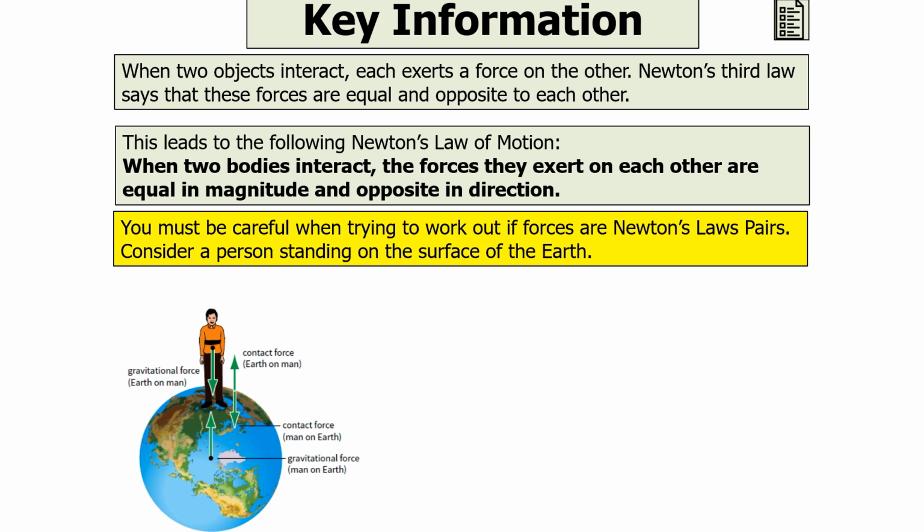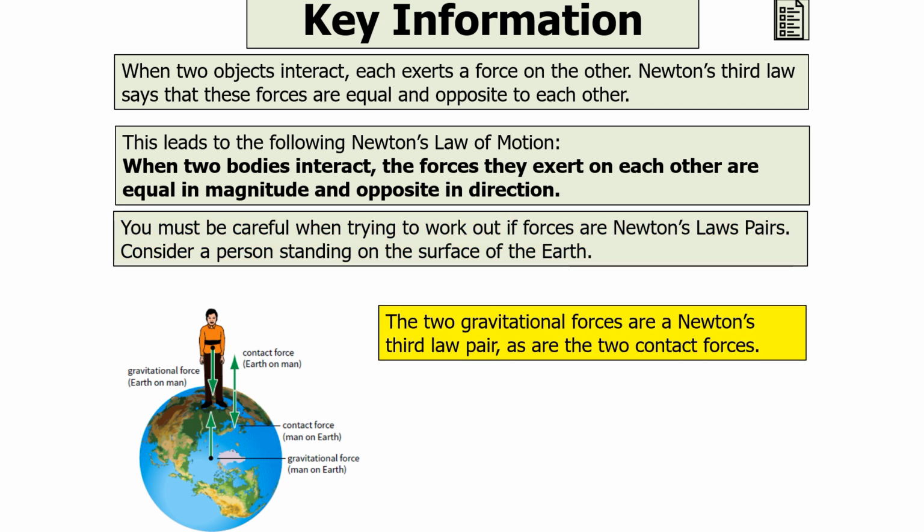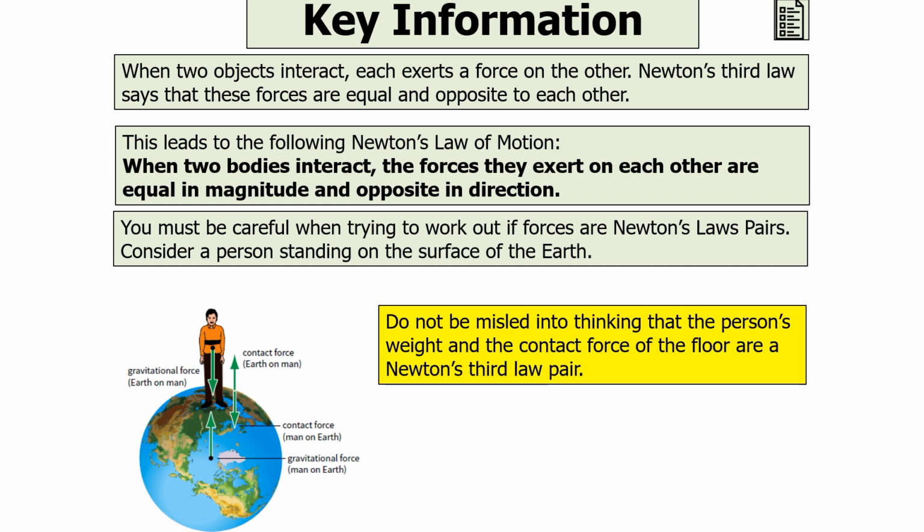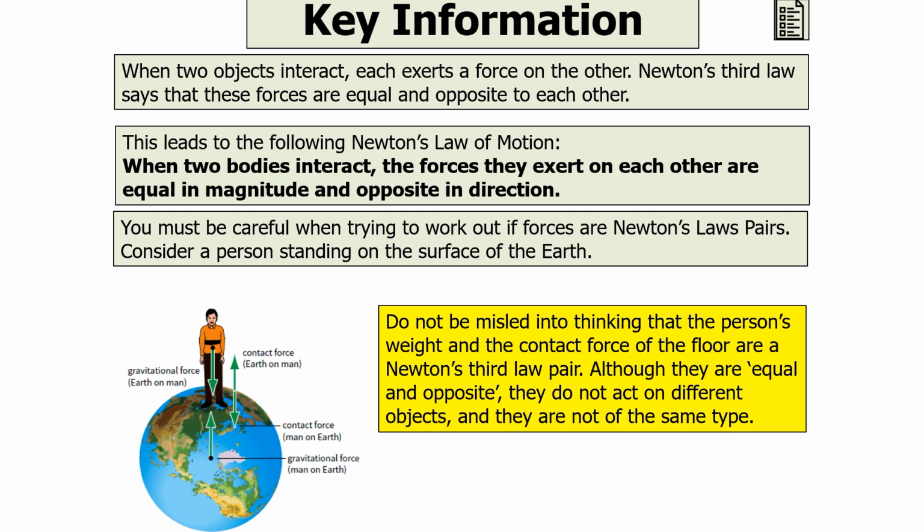So consider a person standing on the surface of the Earth. The two gravitational forces observed in this diagram are a Newton's third law pair, as are the two contact forces. But do not be misled into thinking that a person's weight and the contact force of the floor or the earth are a Newton's third law pair. Although they are equal and opposite, they act on different objects, and they are not of the same type.